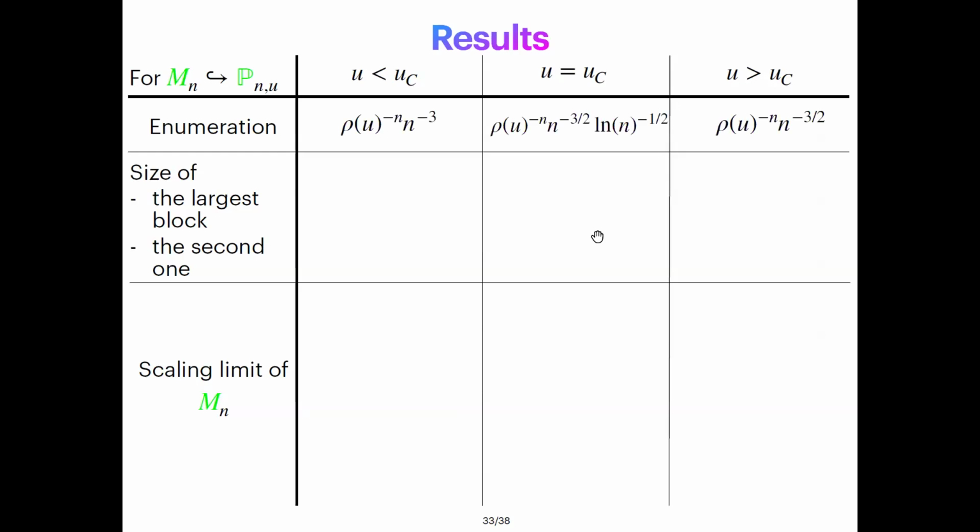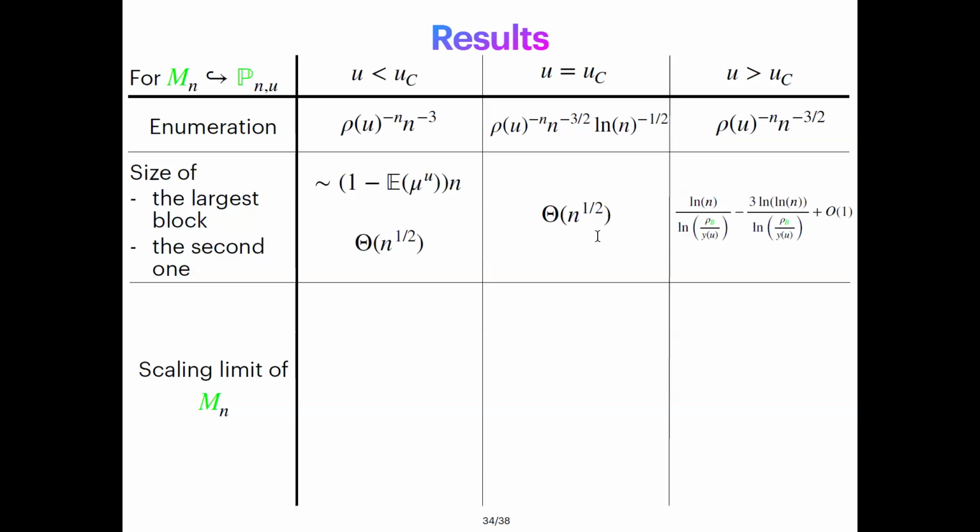So for the enumeration, in the subcritical case, we have n to the power of -3, which is typical for tree-rooted maps. In the supercritical case, we have n to the power of -3/2, which is typical for trees. And in the critical case, a new behavior emerges, which was the goal of the whole study, to make a new behavior emerge. So this is a success, with n to the power of -3/2 times (log n) to the power of -1/2.